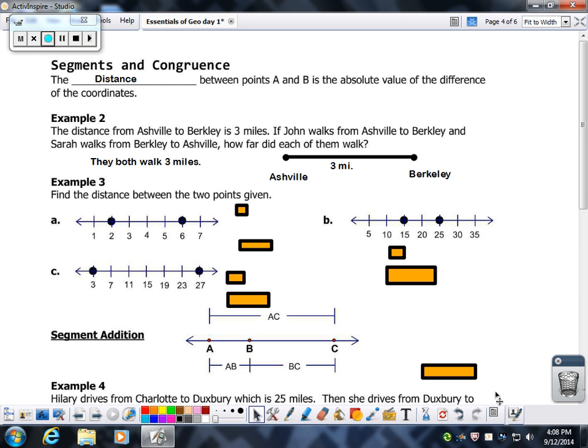The distance between points A and B is the absolute value of the difference of the coordinates. Let's look at some examples. Example 2 says the distance from Asheville to Berkeley is 3 miles. If John walks from Asheville to Berkeley and Sarah walks from Berkeley to Asheville, how far did each of them walk? Well, if it's 3 miles from Asheville to Berkeley, no matter which way you're walking, it's still going to be 3 miles. So both of them walked 3 miles.